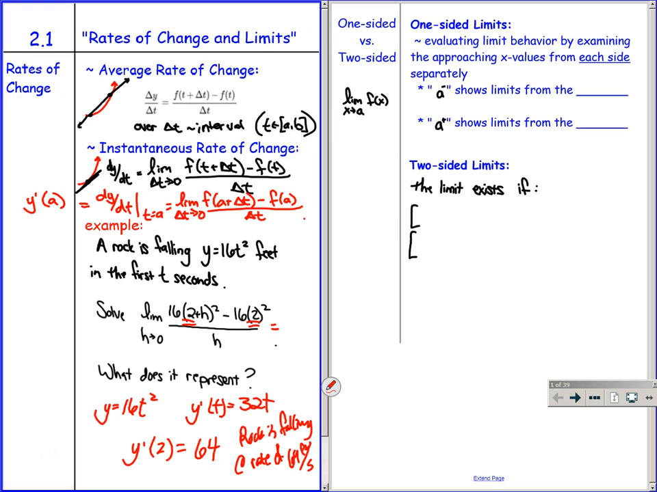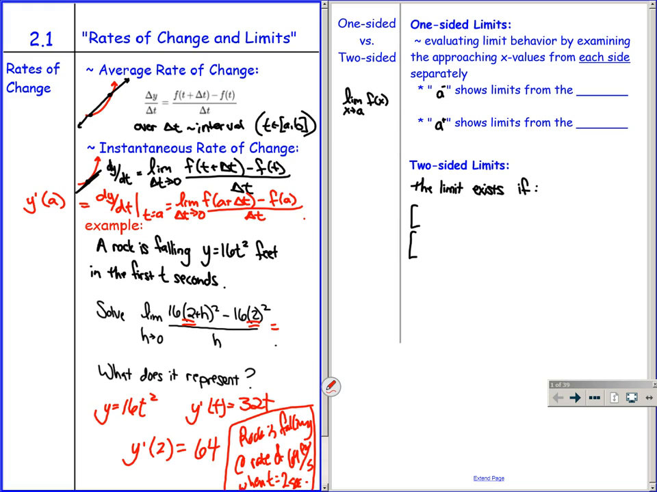You're missing one key detail that they would want to see. That's what I was looking for. What does it represent? How fast the rock is falling when t equals 2 seconds. They didn't actually say that in the words, they showed it in the math.